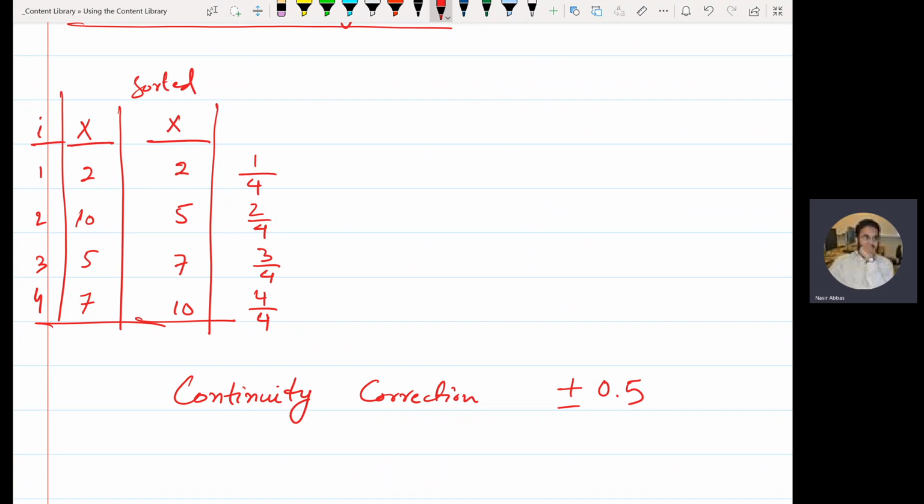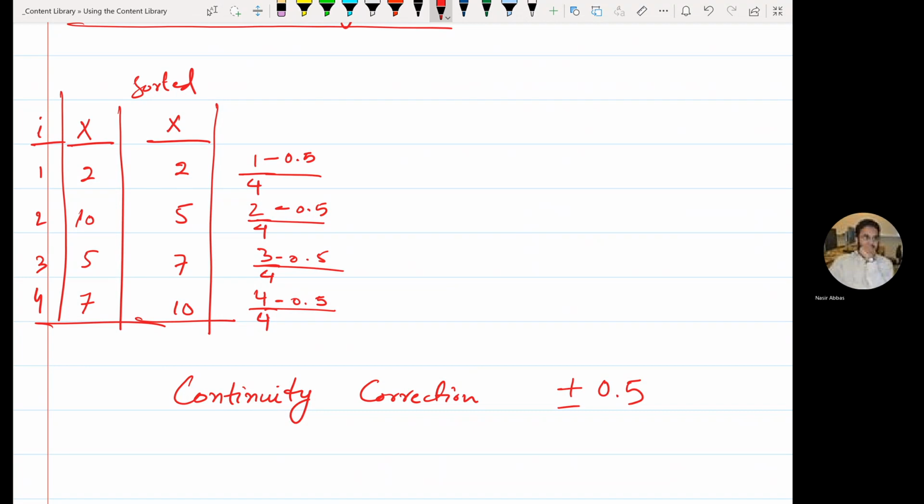The problem here is that the data is discrete and we're trying to compare it with the normal distribution. We should do the continuity correction here. So I should subtract 0.5 from all of these numbers here. This is one of the reasons to subtract 0.5: the continuity correction. The second reason I will get to when I compare it with the normal quantiles.